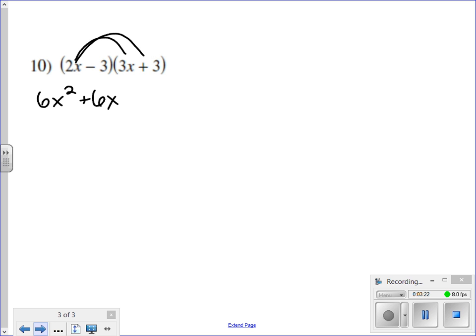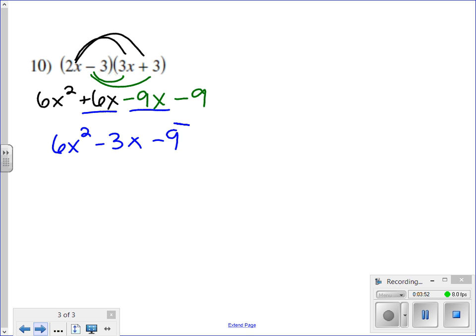Then I'm going to take the negative 3 times 3x, and I multiply negative 3 times 3, I get negative 9x. And negative 3 times positive 3 is just minus 9. To simplify these, I bring down the 6x squared because it does not have a like term to combine with. Then I look at positive 6x minus 9x. 6 minus 9 is negative 3x. And finally, the minus 9 comes down because it does not have a like term to combine with it either.